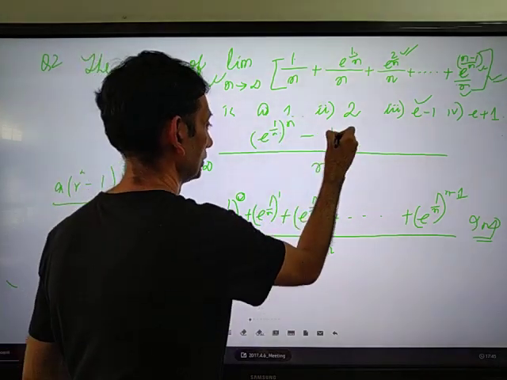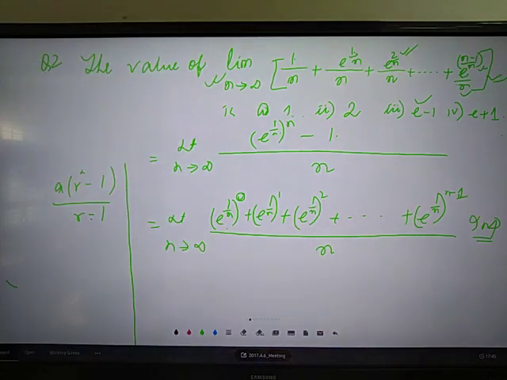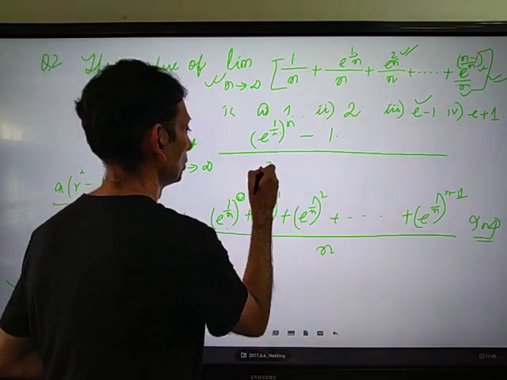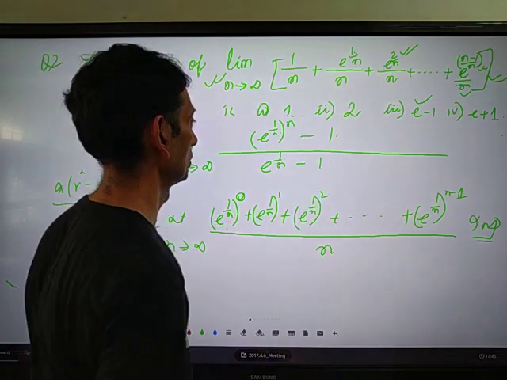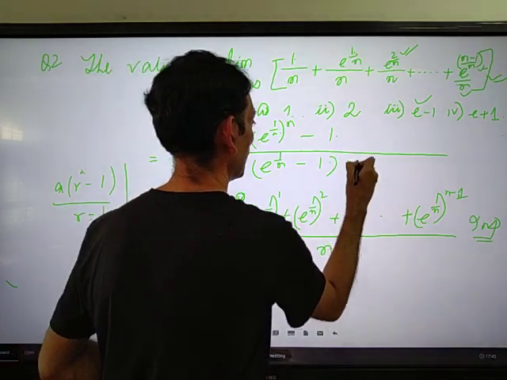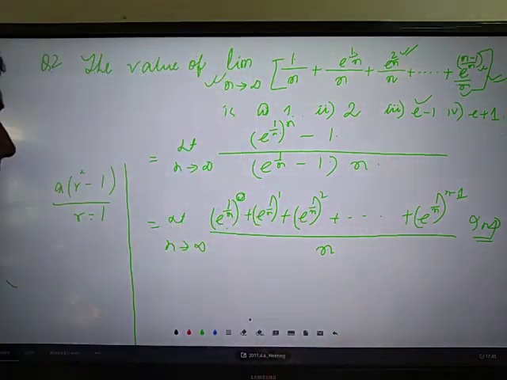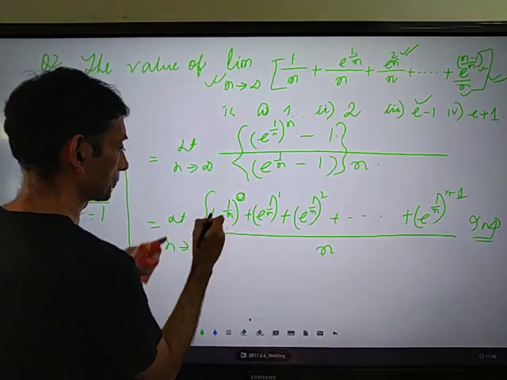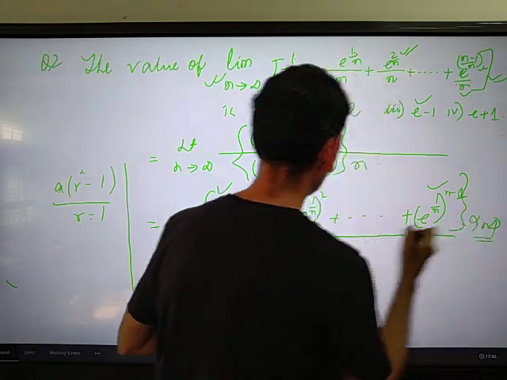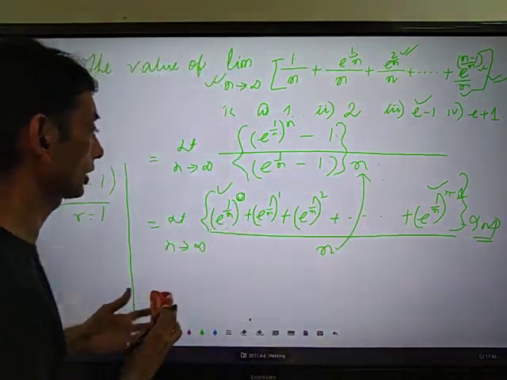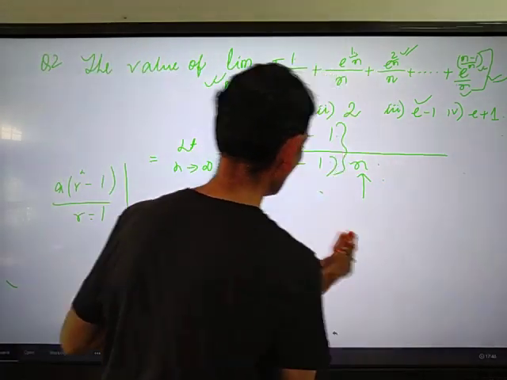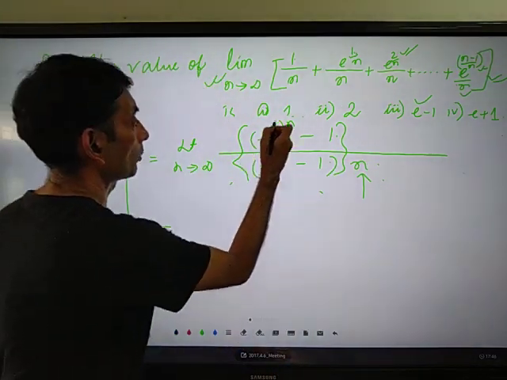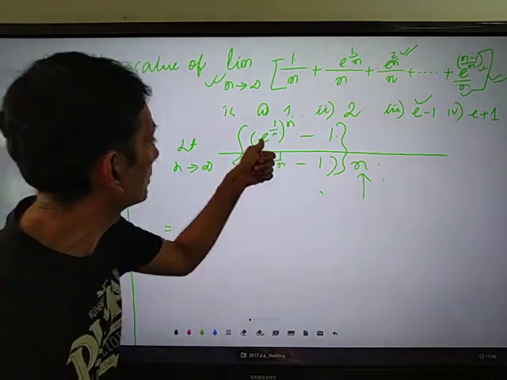So it is (e to the power 1/n) to the power n minus 1, divided by e to the power 1/n minus 1, and multiplied by n. This is the expression for the sum of the GP series from the first term to the last term, and the 1/n is written there. Let us simplify now. What is the next step? The n will get cancelled out, so it will become e minus 1.